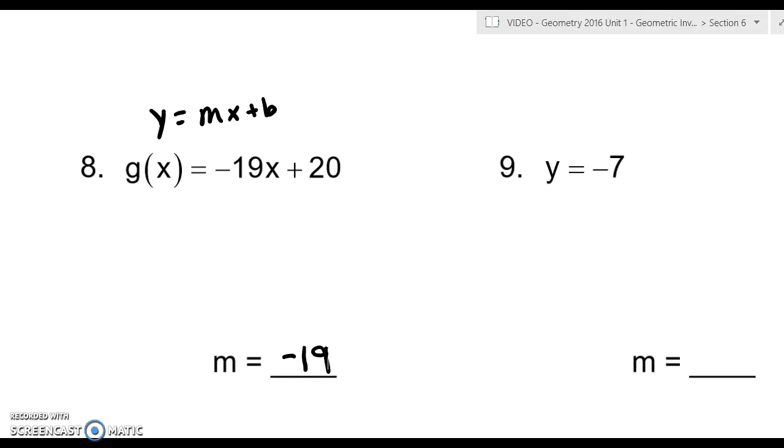9, believe it or not, is in slope-intercept form, but it looks different because I don't see an x. Well, the reality is that that's y equals 0x minus 7. So based on that, my slope has to be 0. And in reality here, this is just a horizontal line. So if I were to graph this, it would look something like this at negative 7. We know horizontal lines have a 0 slope.